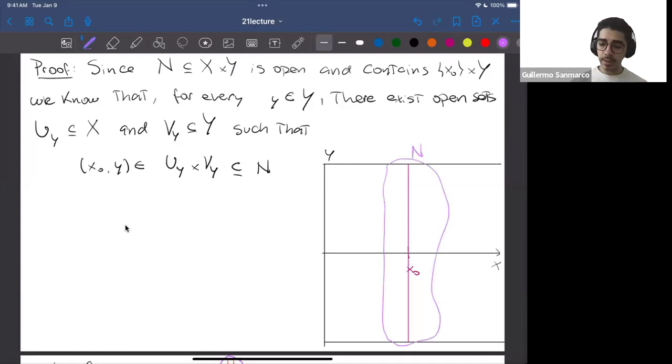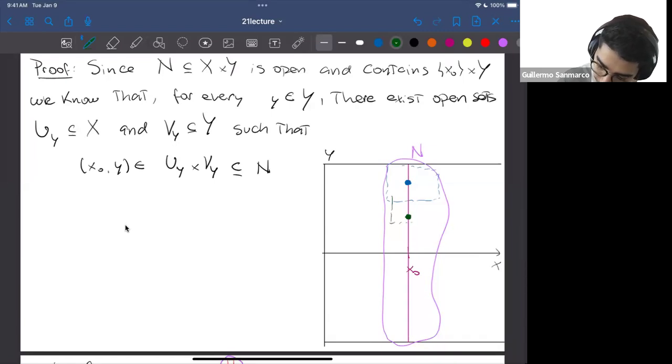Neighborhood N. So what I'm doing is, fix your first y. Fix some y. Then I have U_y. I have U_y cross V_y inside of N. Fix your second one, and again you get something like this.